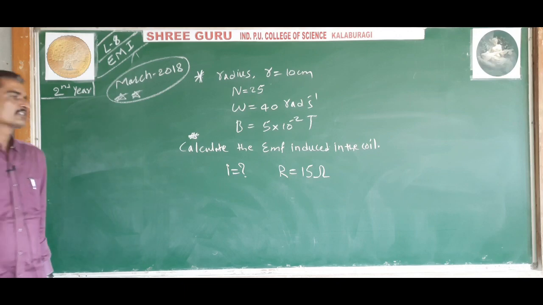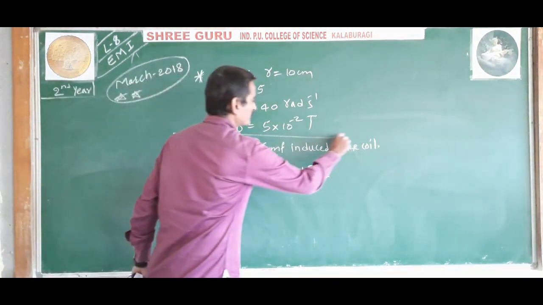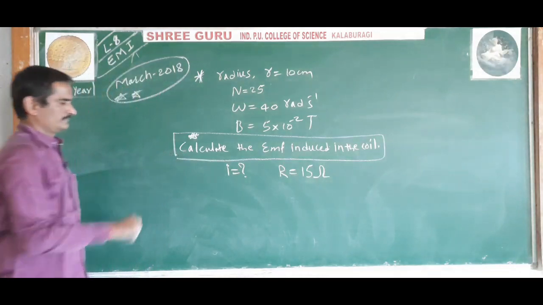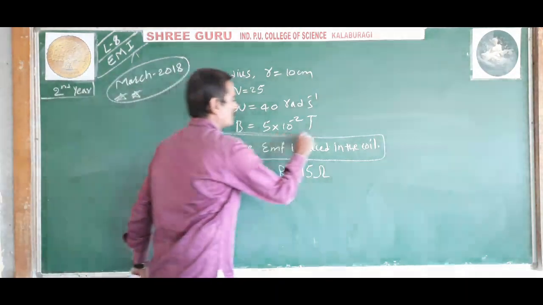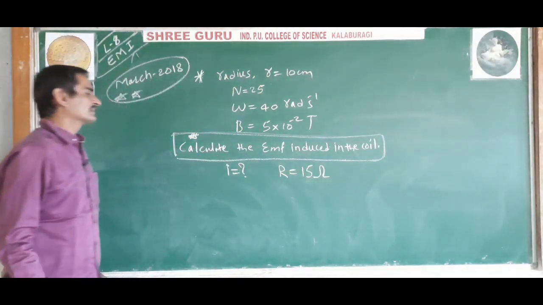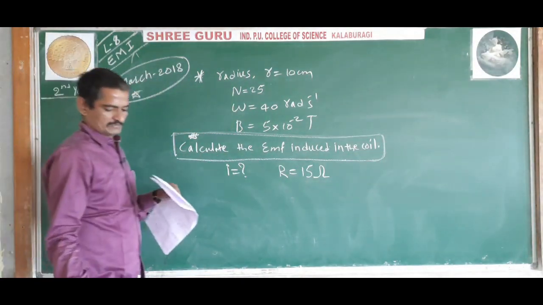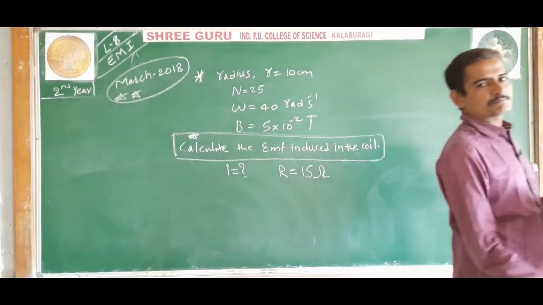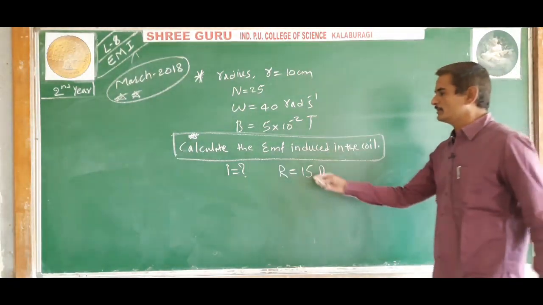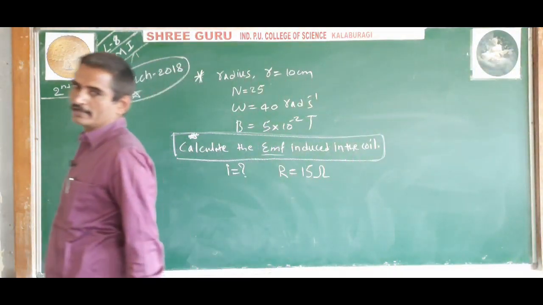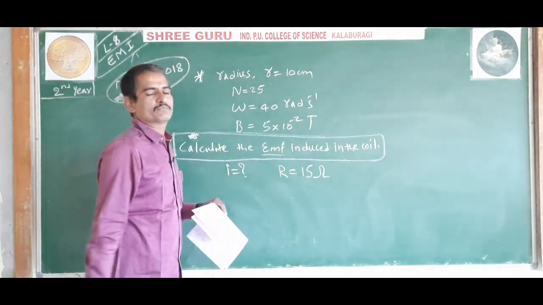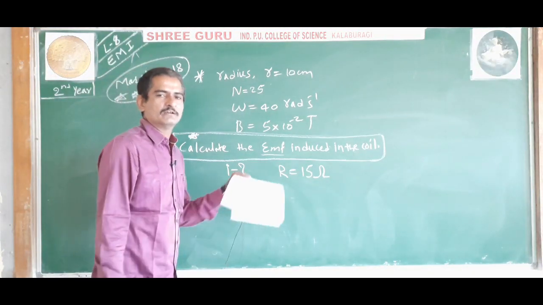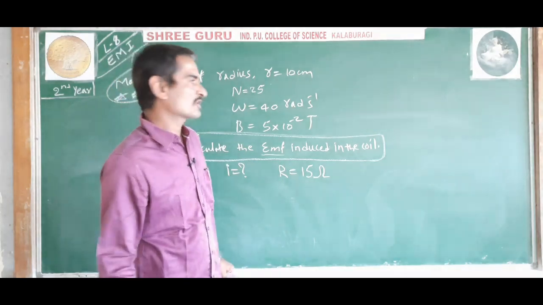Okay, see here. There was a mistake in this question paper. In this question, this sentence is wrong. They have asked to calculate the EMF induced in the coil, but they did not mention which EMF we have to calculate. Do we have to calculate maximum EMF or induced EMF? It is not given properly.